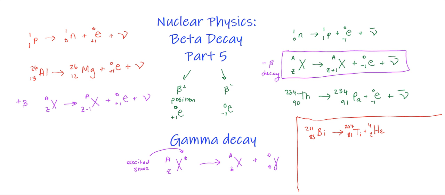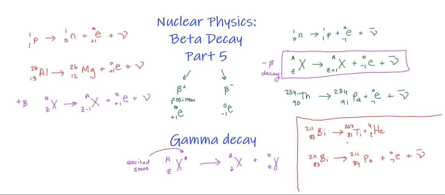Now, additionally, at the same time, the bismuth can undergo negative beta decay. So we start with the same isotope of bismuth, 211, and what's going to happen is it's going to break down by negative beta decay. So we're going to keep the same atomic mass, but the atomic number is going to increase and go up to 84. And we should then have our negative beta particle and our antineutrino. And if we look at what element 84 is, that's actually going to be polonium.